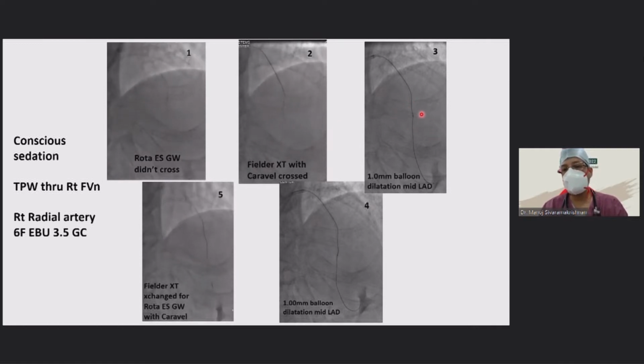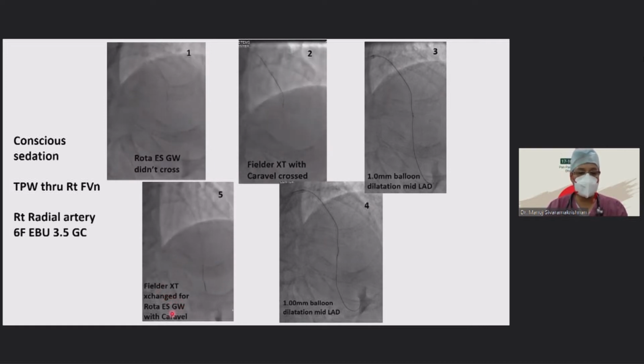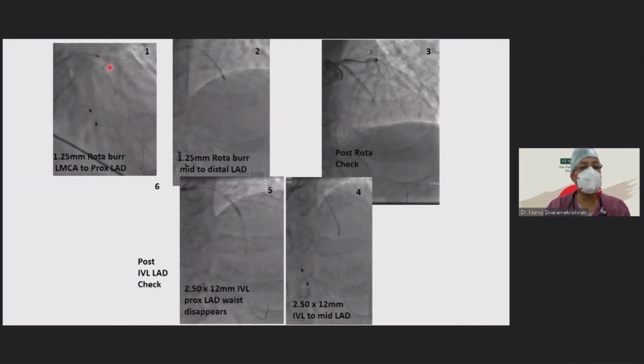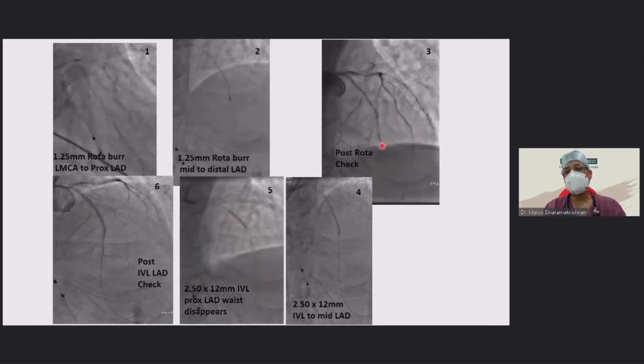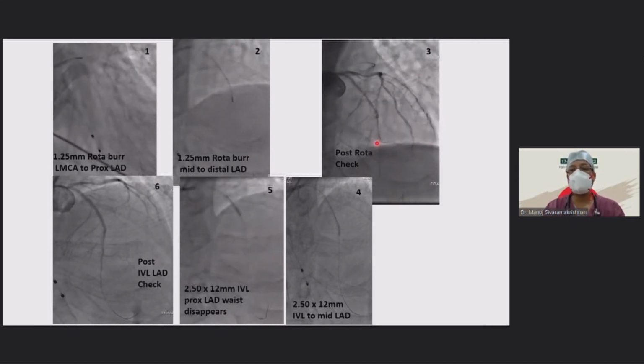Then I used a 1 mm balloon to dilate at the tightest point where the wire was finding it difficult to cross; you could see the 1 mm balloon dilatation here. Then I introduced the Caravel after docking the wire and exchanged through the Caravel the RotaWire Extra Support, which you can see here, and the RotaWire could be delivered there. Subsequent to that, 1.25 mm rotablation was done at 170 RPM, from proximal to mid-LAD and mid-LAD to distal LAD, and you could see that there is no perforation and no dissection at the tightest point of the calcification.